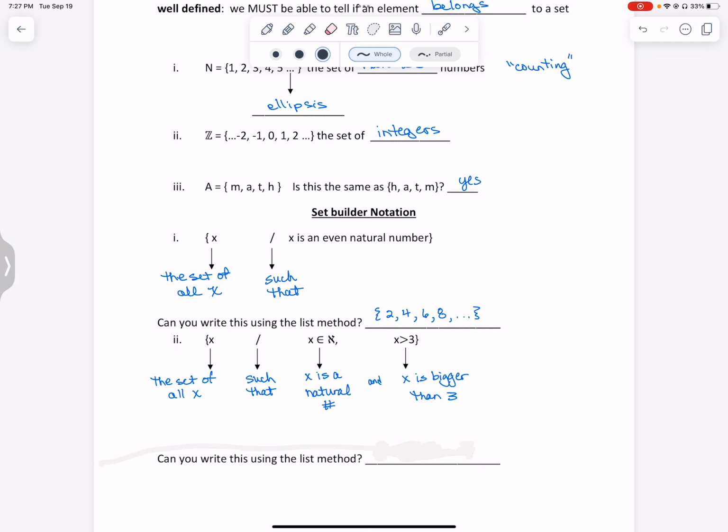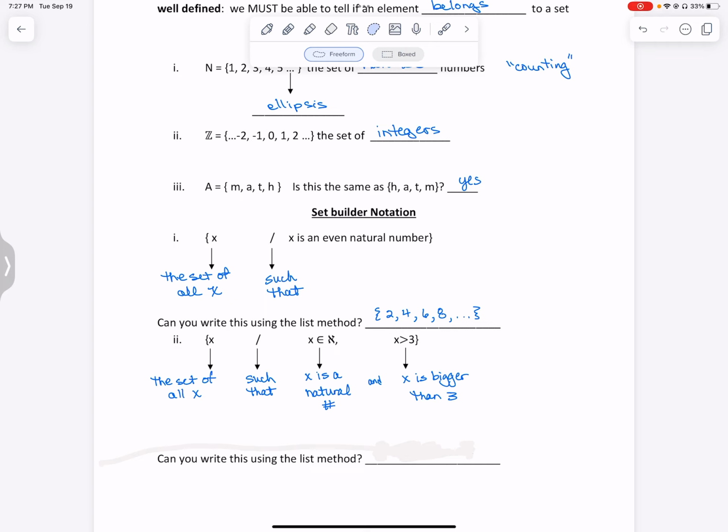So you would read that, notice there's not a single word in there, but you would read it as the set of all x such that x is a natural number and x is bigger than 3. So it's all the numbers we count with that are bigger than 3. So what would we start with?